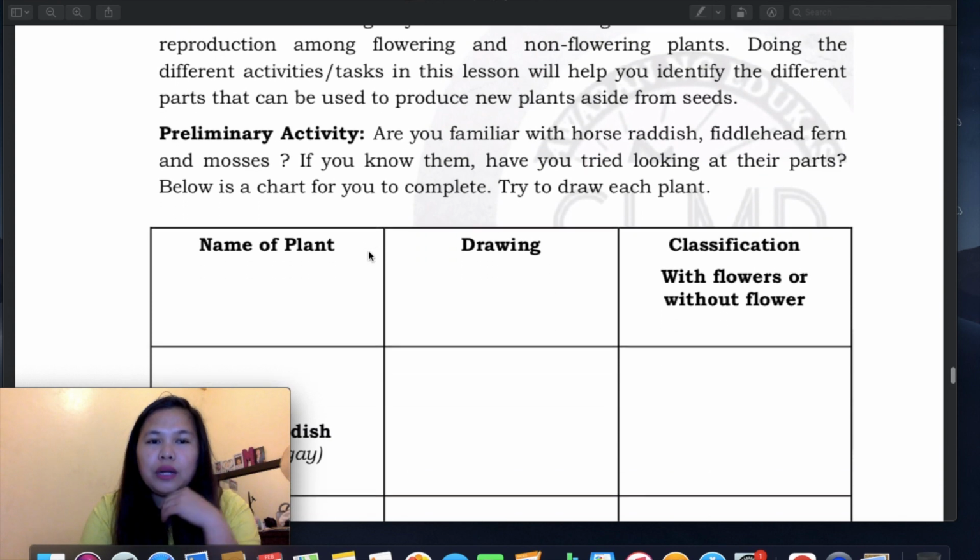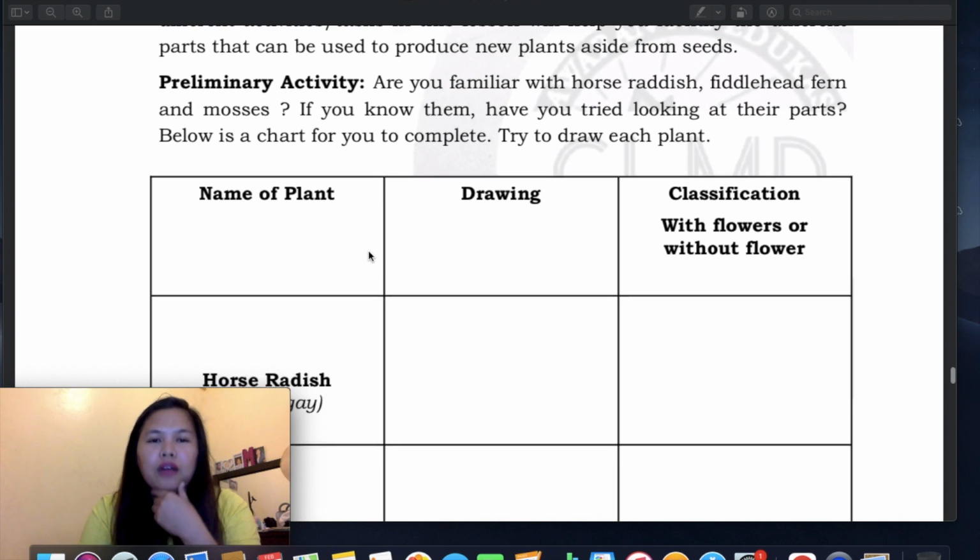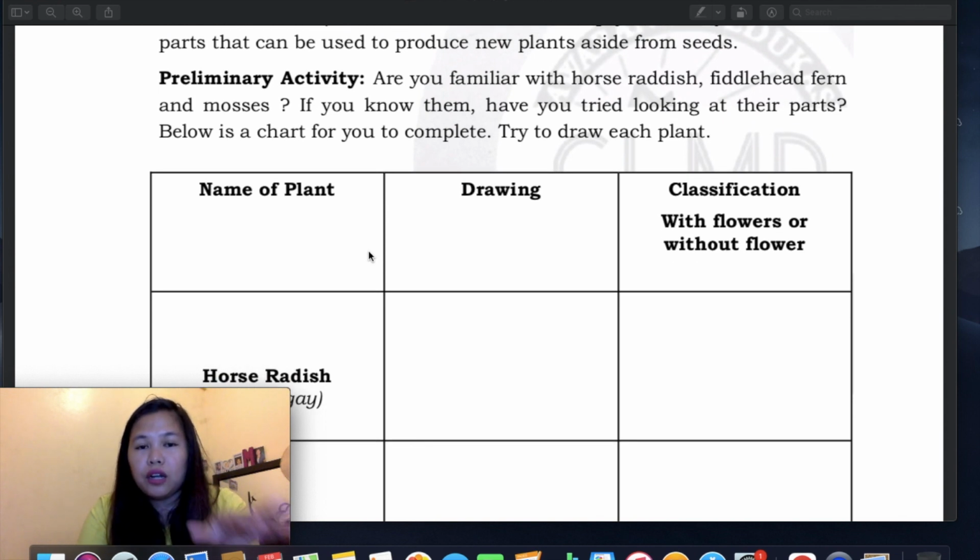So, in our preliminary activity, are you familiar with horseradish, fiddlehead fern, and mosses? So, if you know them, have you tried looking at the parts below? Here is a chart for you to complete. So, try to draw each plant.